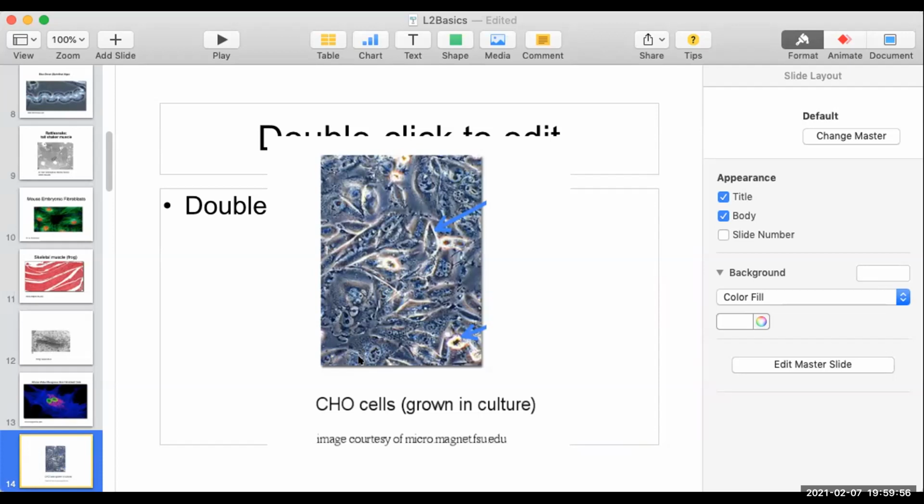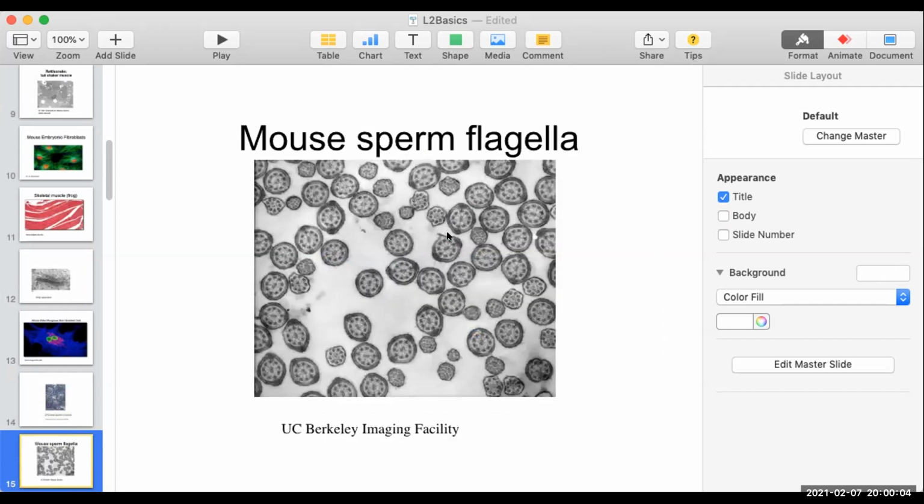How about this one? Hint, these are grown in cell culture, and yes, you've seen this before. Again, this is phase with the characteristic phase rings. How about this one? This one's new. Yes, this is TEM.